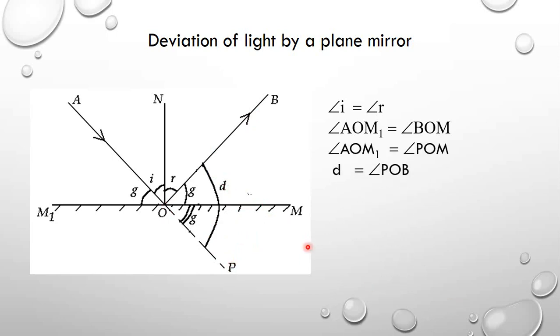Now if you want to get that angle BOP or POB, we shall add the angle POM plus the angle BOM. When we add the two angles, it means that we are going to add the G plus the G, which gives us 2G. So it implies that the deviation of light by a plane mirror is given by twice the glancing angle.